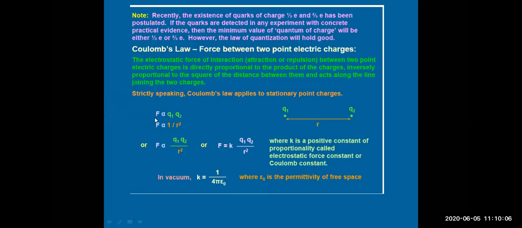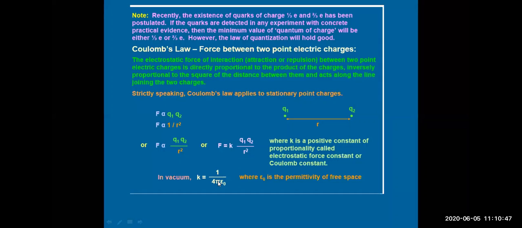So mathematically you can write F is proportional to Q1, Q2, that is the product of the charges, and inversely proportional to the square of the distance, that is 1 divided by R square. If you combine both, F is proportional to Q1, Q2 divided by R square. Remove the proportionality sign and write an equal sign, you'll get F is equal to K into Q1, Q2 divided by R square. K is called the proportionality constant, and we call it the electrostatic force constant or Coulomb constant. K equals 1 divided by 4 pi epsilon naught.